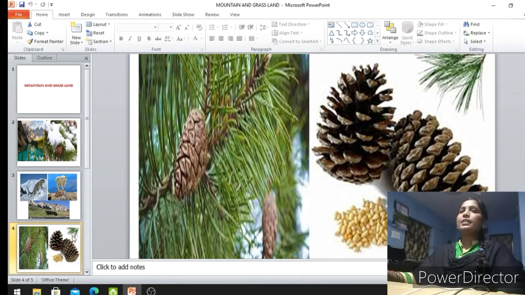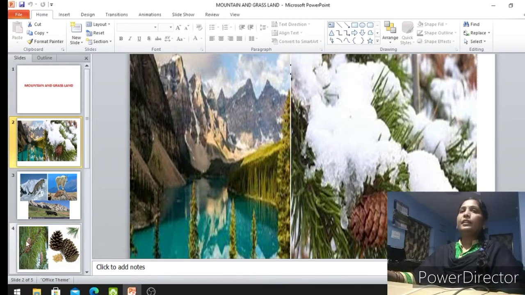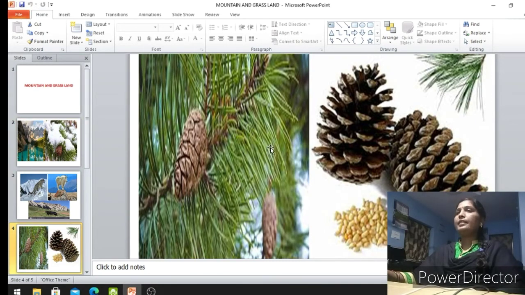And so the plants which live here have a special character: they are cone-shaped plants. They will be in cone shape, and the leaves of these cone-shaped plants are needle shaped. You can see the needle-shaped leaves in this picture. These leaves help the plant to shed the snow falling on their leaves, because of this needle-shaped structure, the snow falling on the leaf can't stay there. It falls down easily. That is the advantage. So needle-shaped leaves are one of the special characters.